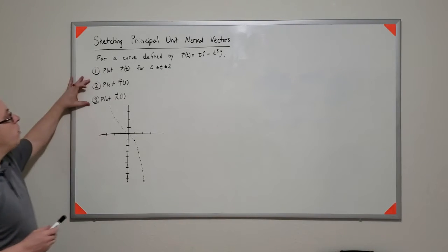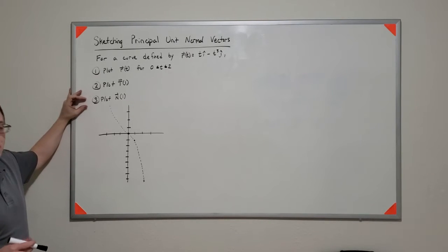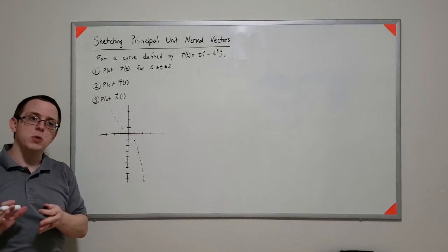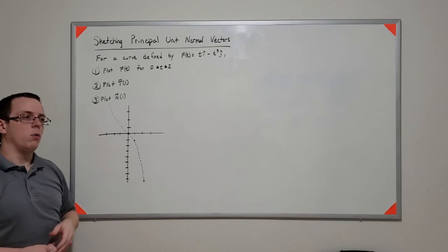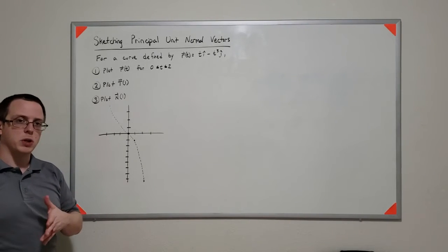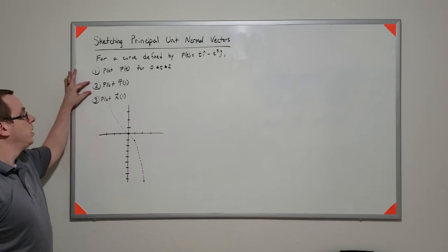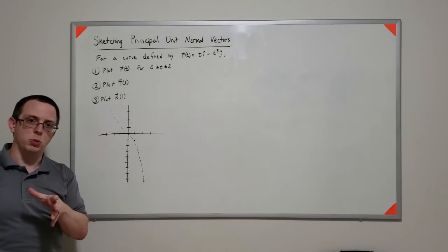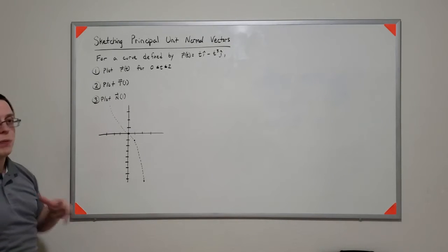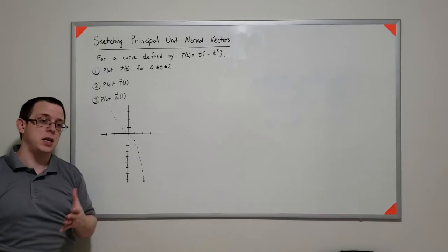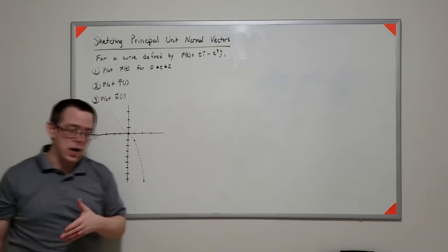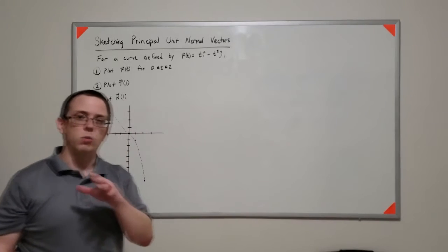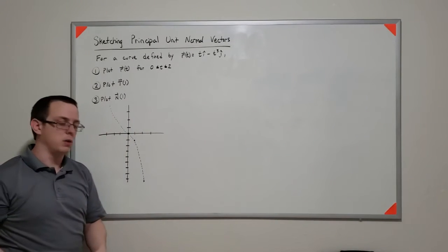So what we want to do is get T of 1 and N of 1. Now, for the purposes of what we're doing here, we've already covered how to get a principal unit normal vector and how to get a unit tangent vector. So I'm not going to go through the algebra there. Specifically for this problem, the algebra gets kind of nasty. So in the interest of time, I'm going to write some things up, and then we're going to worry more about the plotting than the computing.